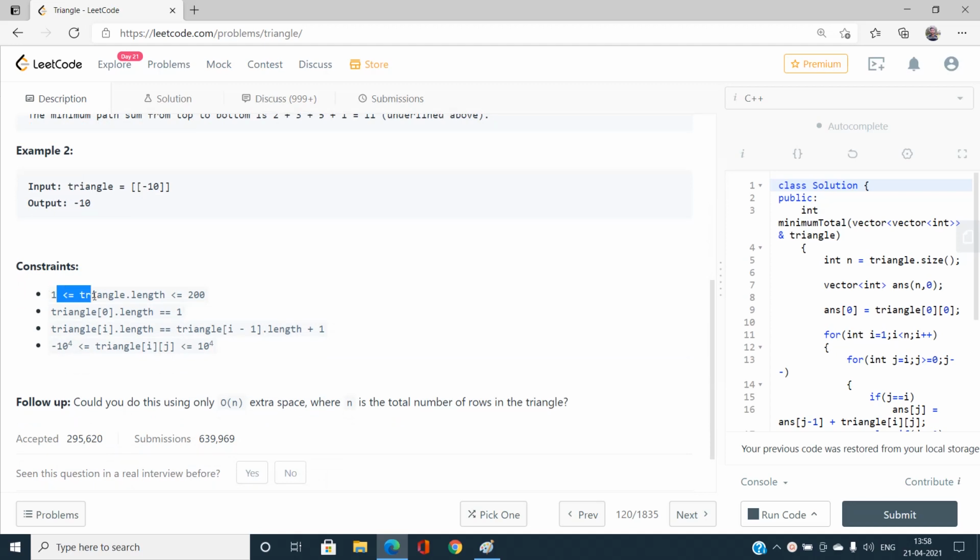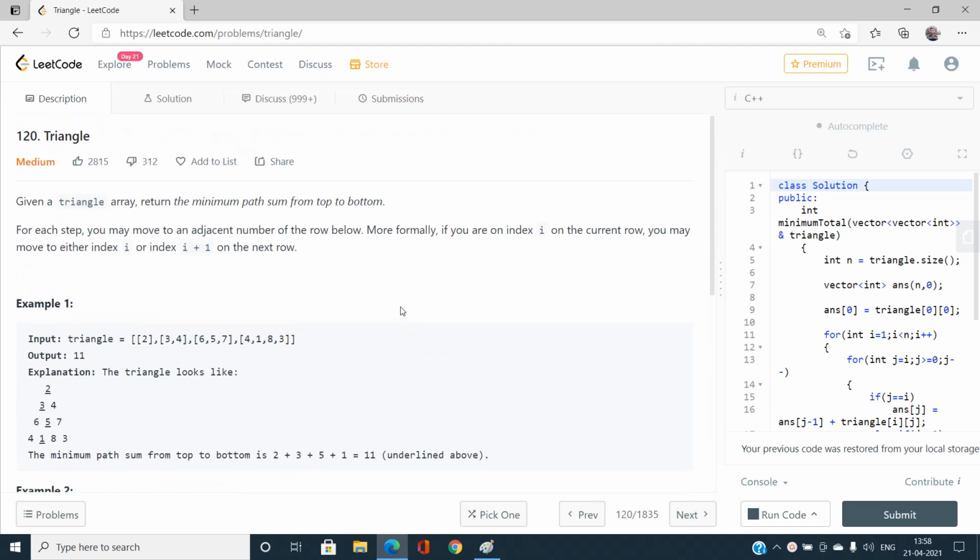The triangle length can be up to 200, so we can have an O(n^2) solution, and the values lie up to 10^4. There is also a follow-up: could you do this using only O(n) extra space, where n is the total number of rows in the triangle? Let's find out the best solution of this problem and analyze it with the help of examples and diagrams. So let's move further.